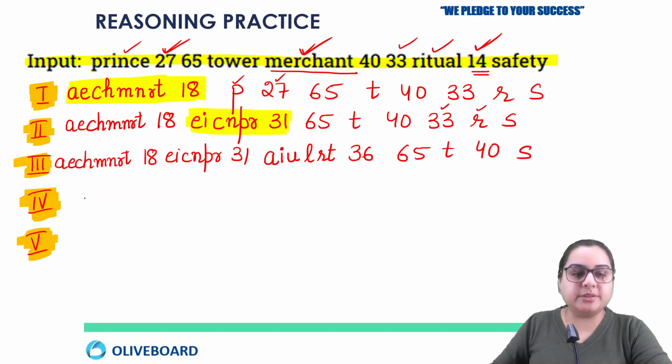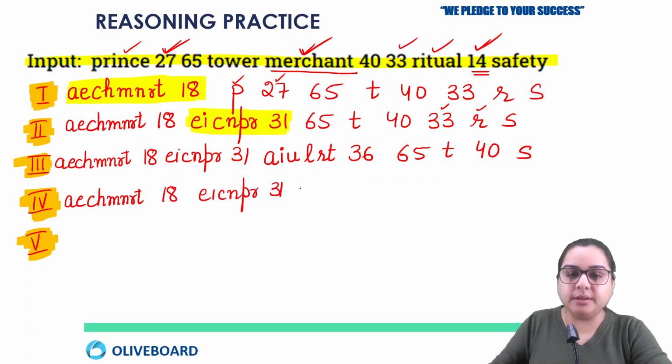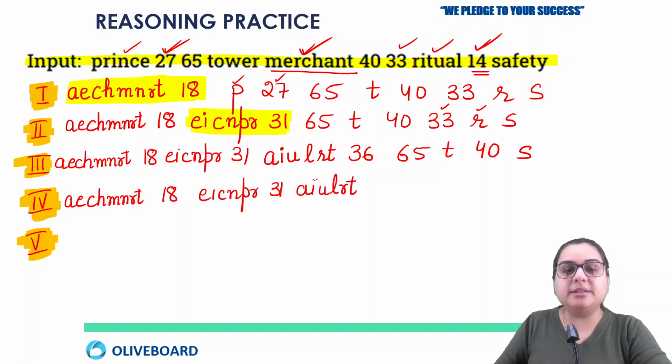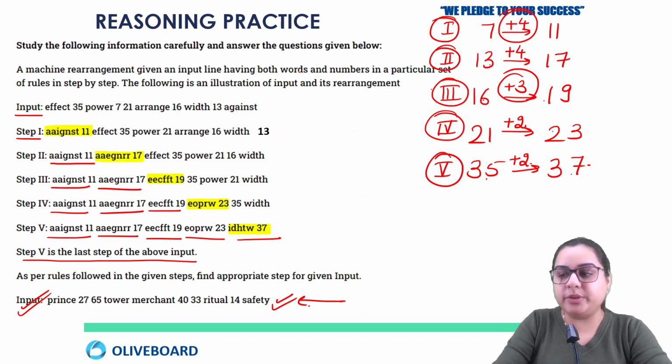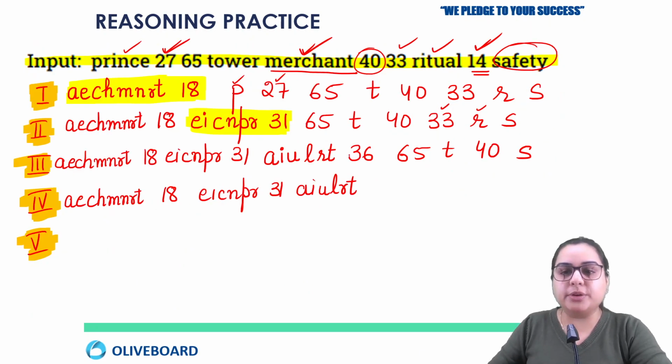Next, the fourth step. It will remain the same: A, E, C, H, M, N, R, T, then 18, then E, I, C, N, P, R, then 31, and then A, I, U, L, R, T. The next word that has to be arranged here will be safety, and the next number will be 40. If you remember, in the fourth step we were adding 2, so 40 will become 42. Let's solve this.